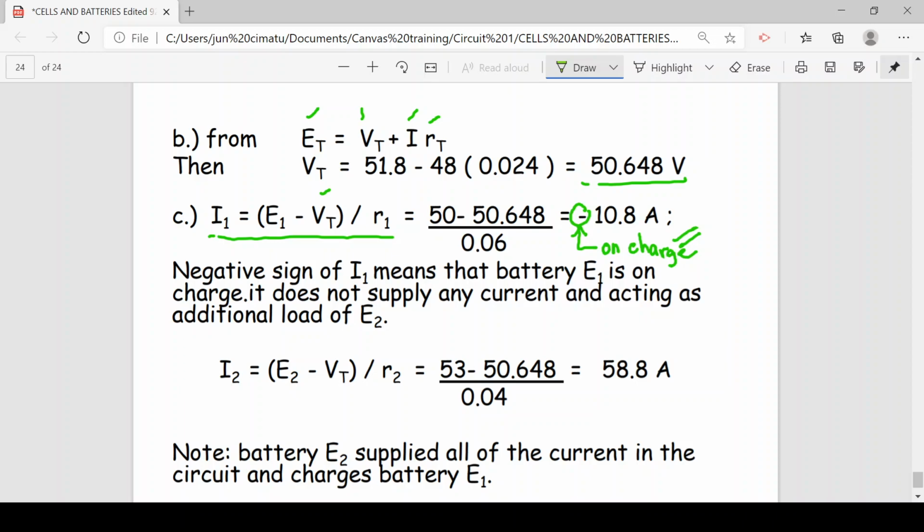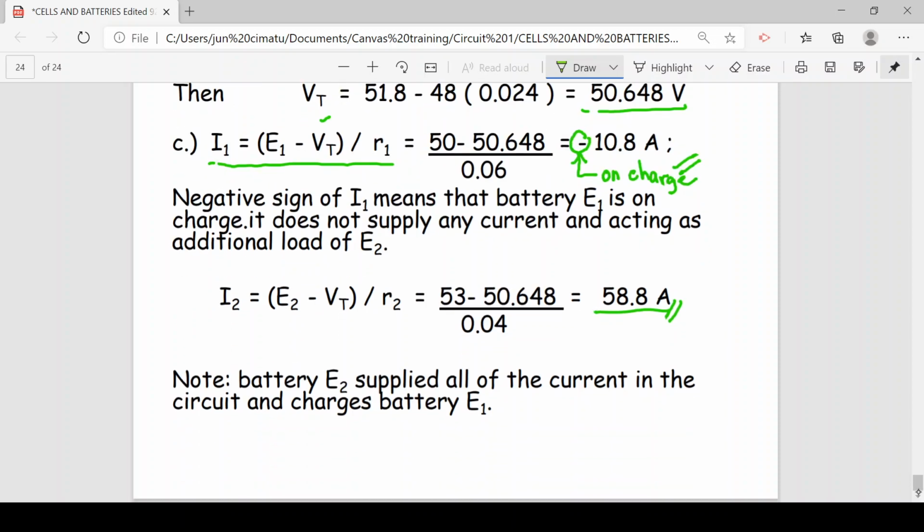The I sub 2 is equal to E2 minus Vt over the internal resistance, and this gives a current of 58.8 ampere. So all the current in the circuit was supplied by the battery E2. If we sum up the current in the circuit, this E2 current is actually equal to the 48 ampere supplied to the load, plus the current of 10.8 amperes supplied to the battery 1.